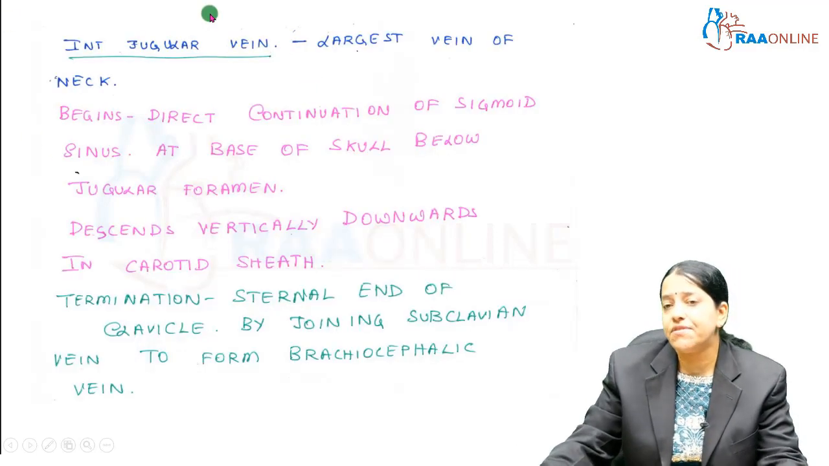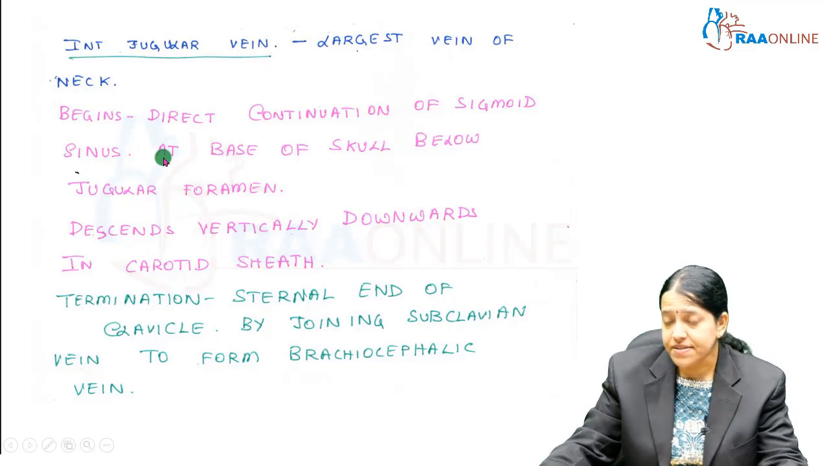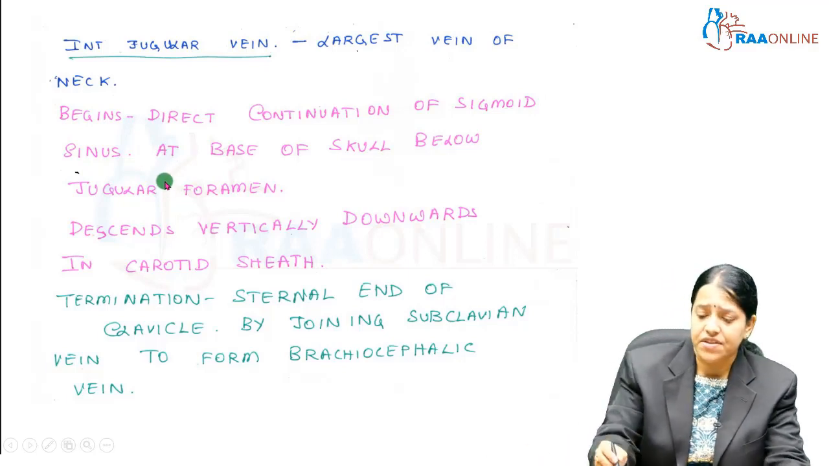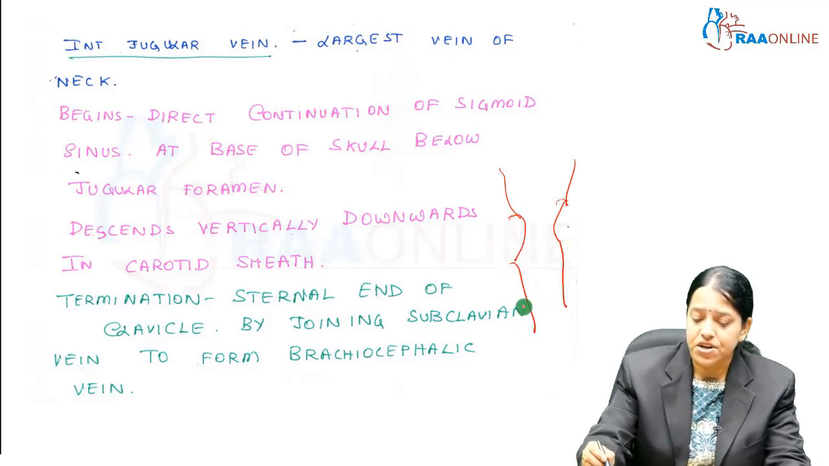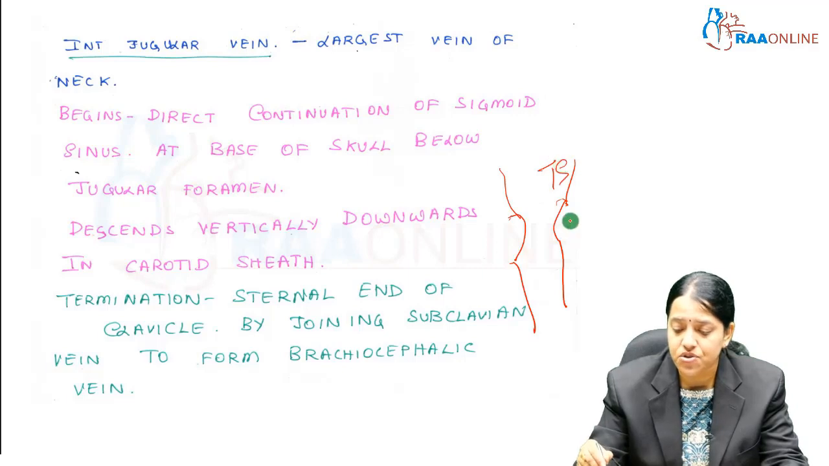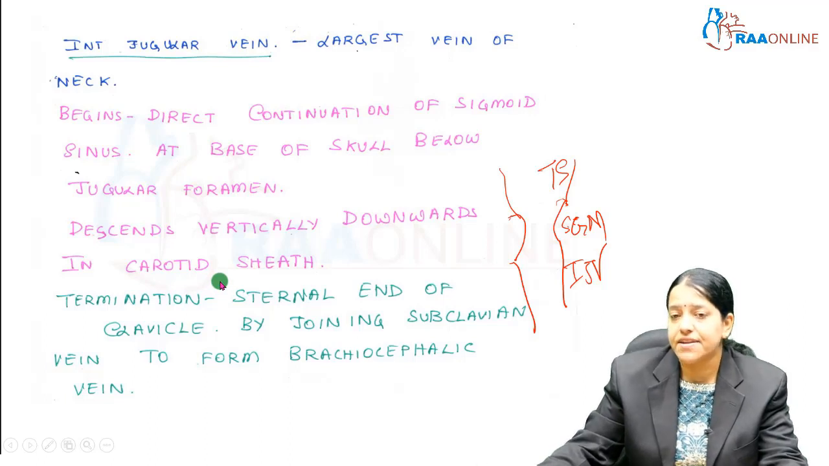So it is definitely the largest vein of the neck. It begins as a direct continuation of the sigmoid sinus. Sigmoid sinuses are the continuation of the transverse sinus. So the transverse sinus continues as the sigmoid sinus, and then it will continue as the IJV over here. So the IJV descends vertically in the carotid sheath. Very important, in the neck it descends vertically inside the carotid sheath.